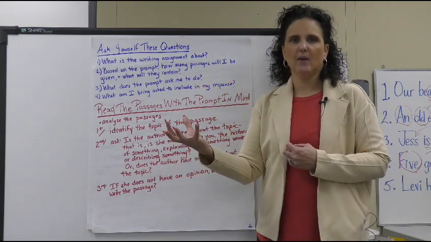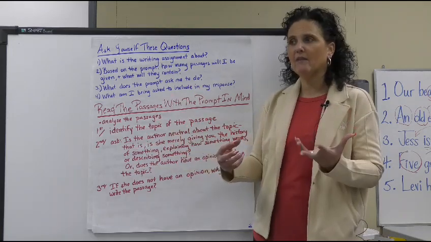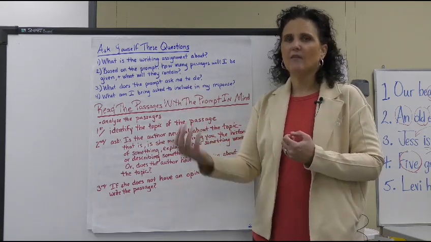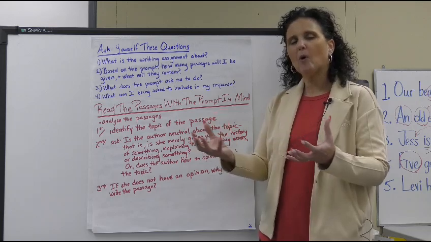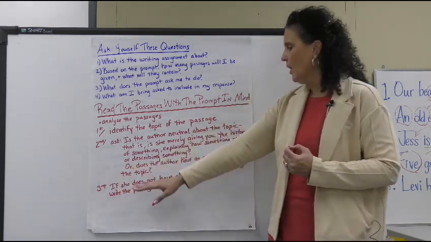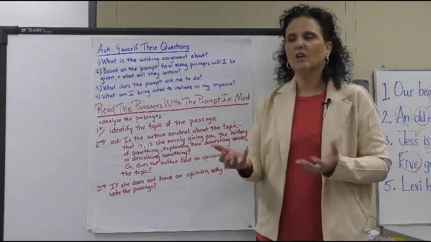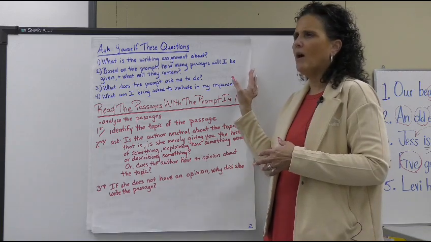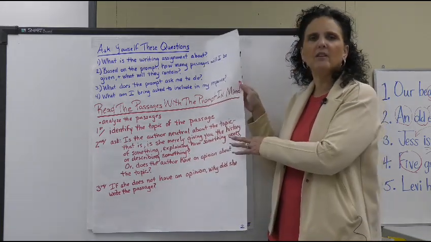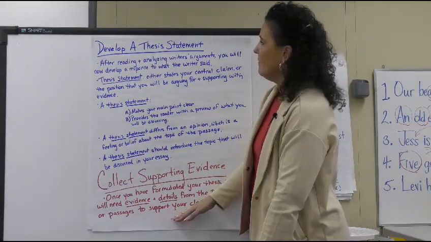We're for vaping. We think it keeps people from smoking cigarettes. We're against vaping because of the amount of nicotine and the younger kids that have gotten into vaping. So figure out where the author stands on that topic. And the third thing we're going to do, if he or she does not have an opinion, why did they write the passage? Sometimes you wonder, well, why are they even writing this? If they don't have any opinion about it, it would be kind of a boring assignment. But sometimes those are things that we have to do.